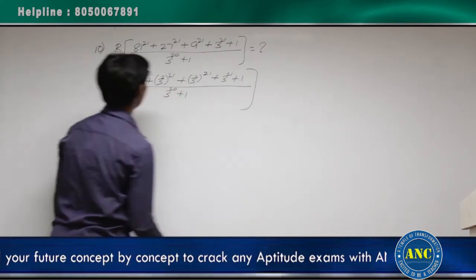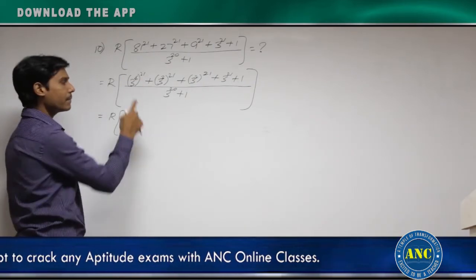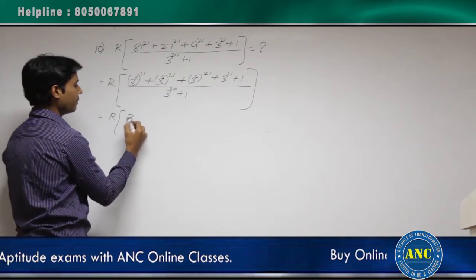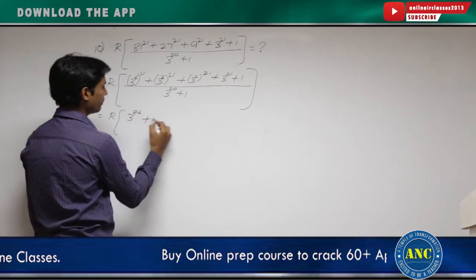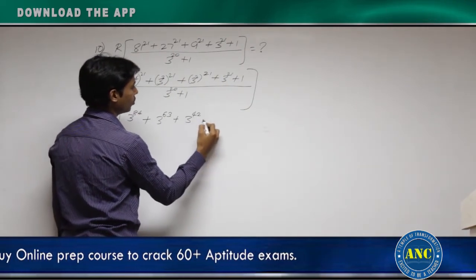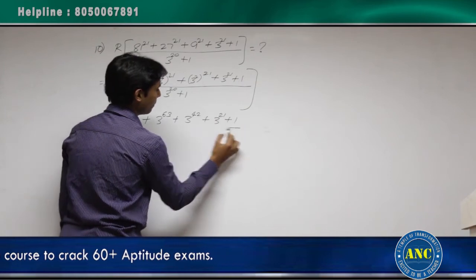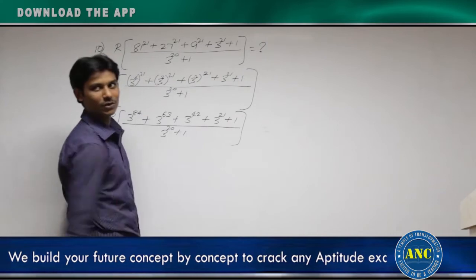Again, if you observe carefully, 3 power 4 whole power 21 is a power m whole power n is a power mn. So it is 3 power 84, since 4 into 21 is 84. 3 power 3 into 21 is 63. 3 power 42. 3 power 21 plus 1, divided by 3 power 20 plus 1, right?